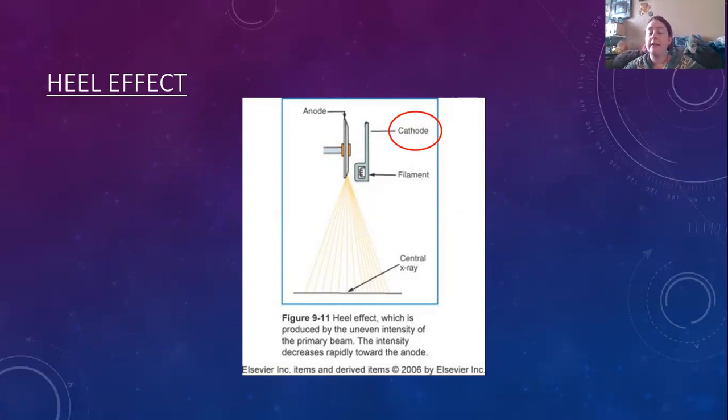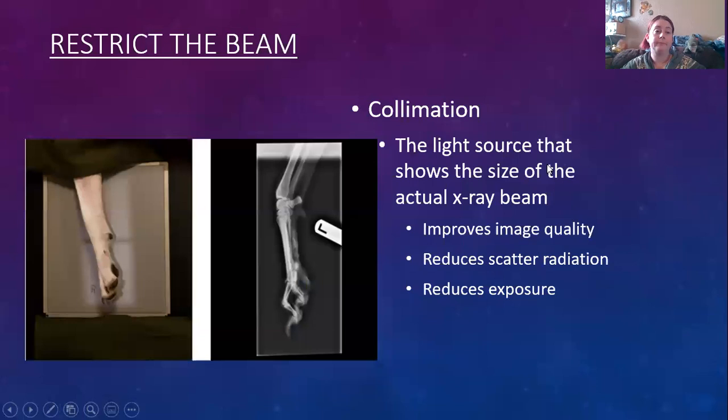The other thing to think about here is the heel effect. The heel effect will have a stronger amount of radiation at the cathode side of the machine. So we position our patients accordingly. We need to restrict the beam by collimating. So we make our light source just enough to fit our patient and our marker. This will help to improve the quality of our image, reduce scatter, and reduce the excess exposure or excess density on our image.